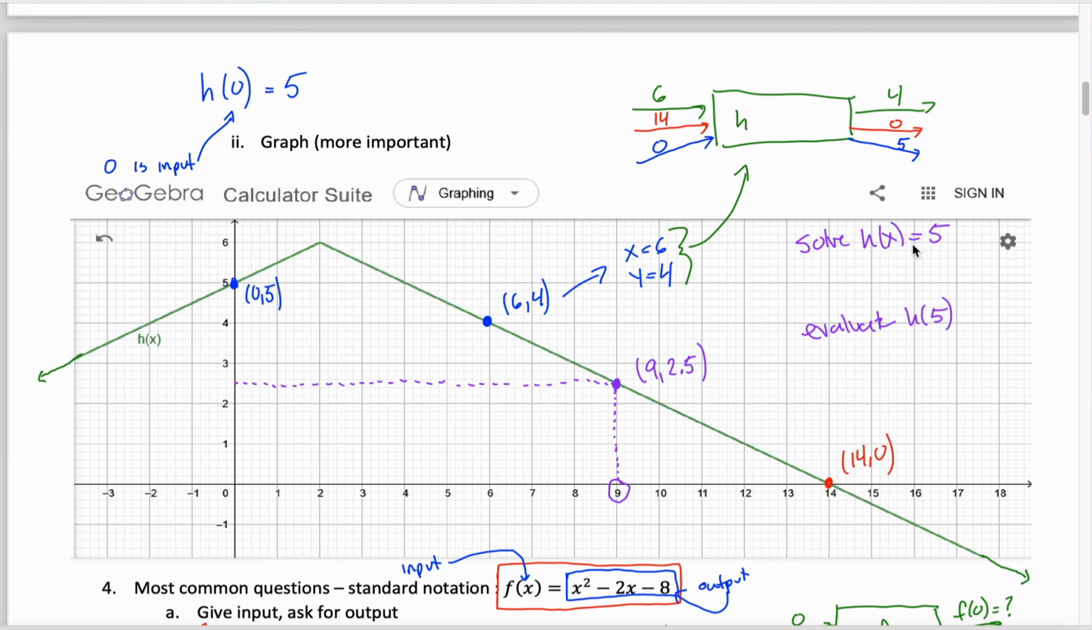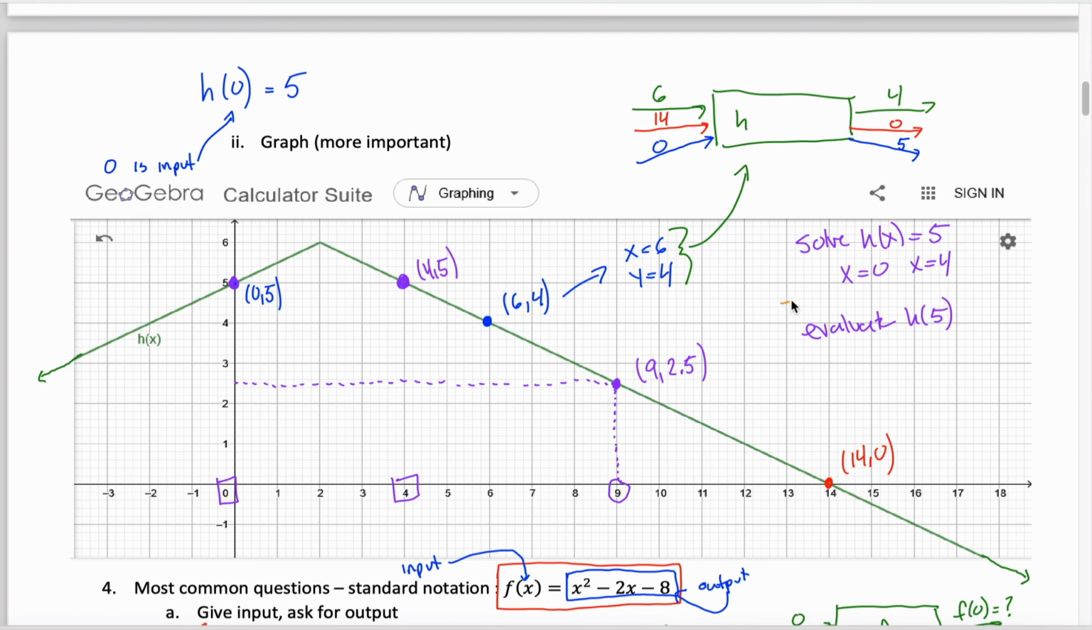Solve h of x equals 5. Understand that the output is 5. The output is the y coordinate, the height of the graph. So where does this graph have a height of 5? You're like, oh, right here. True, but also over here. There are two different x values, 0 and positive 4, that lead to an output of 5. Because the point (0, 5) and the point (4, 5) are on my graph, there are two different solutions to this equation. I would say x equals 0 and x equals 4.